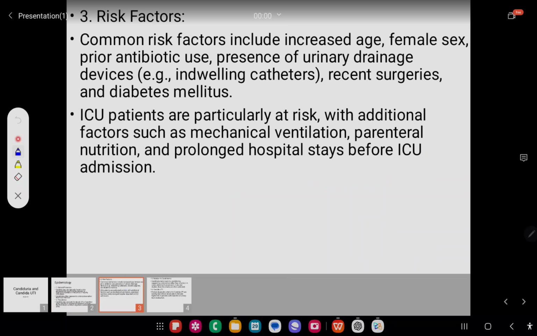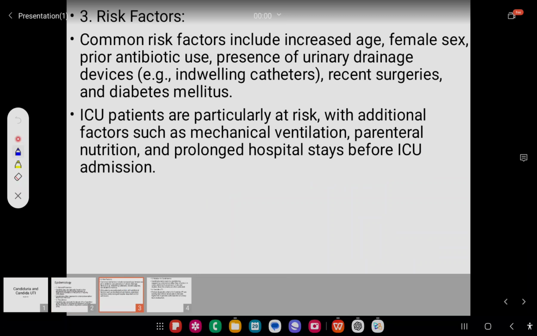What are the risk factors for Candiduria? The major risk factors include older age, female gender, prior use of antibiotics, presence of urinary drainage devices, for example, indwelling catheters, recent surgeries, and diabetes mellitus.